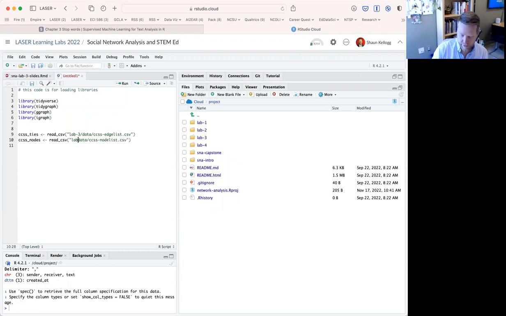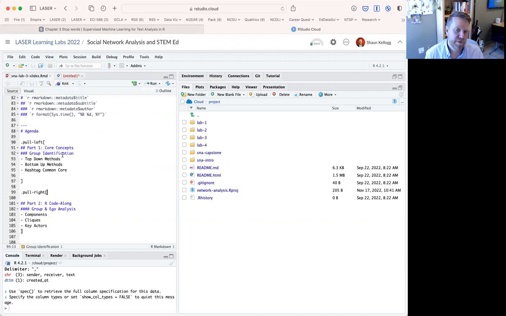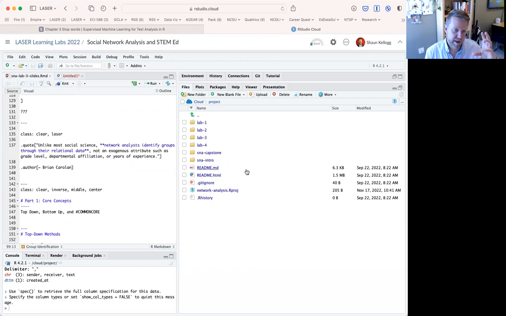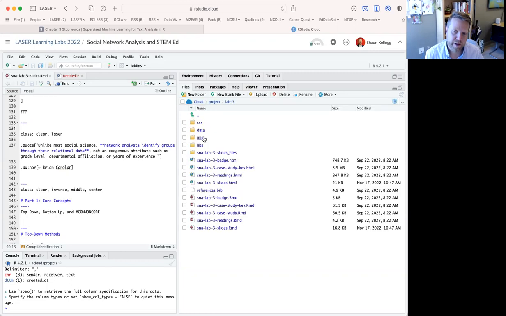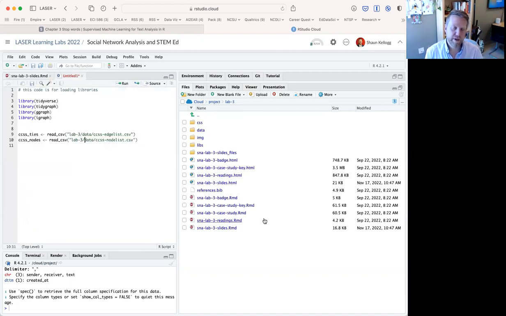All right, and that's the difference actually, Melinda, between our script and our Markdown file. Our Markdown file is going to look in the folder that the Markdown file is in. Since this Markdown file is already in my lab 3 folder, it's going to look in here and not at the project level, not at the top level. And our script is only going to look at the very beginning of where your project directory starts.